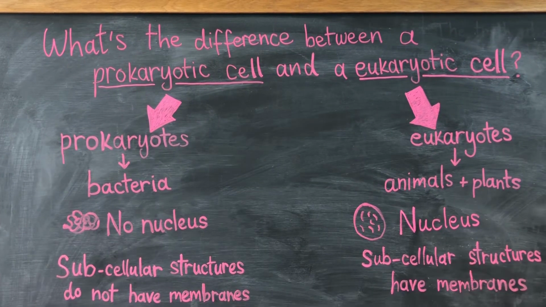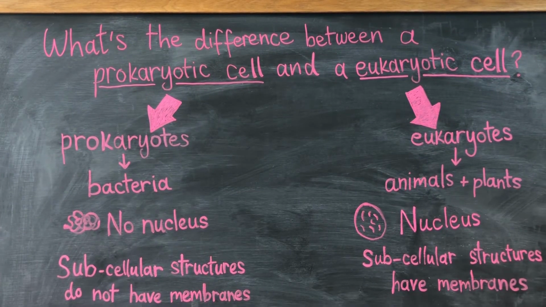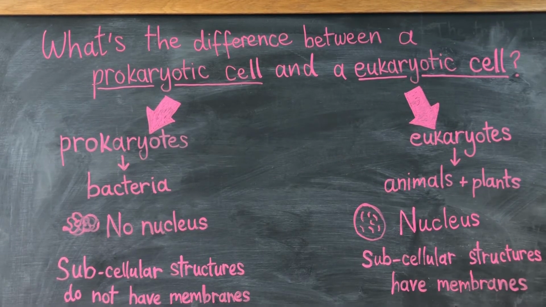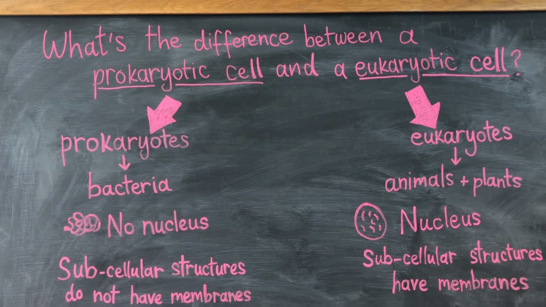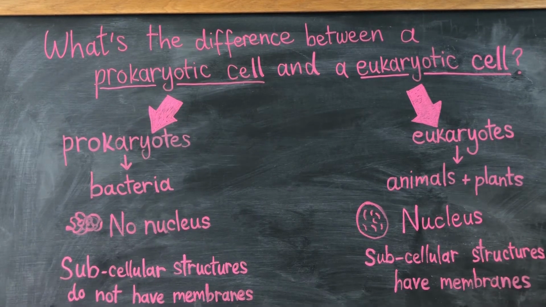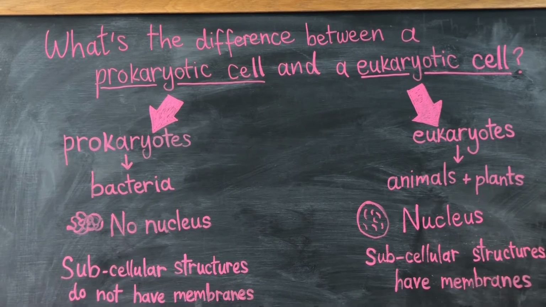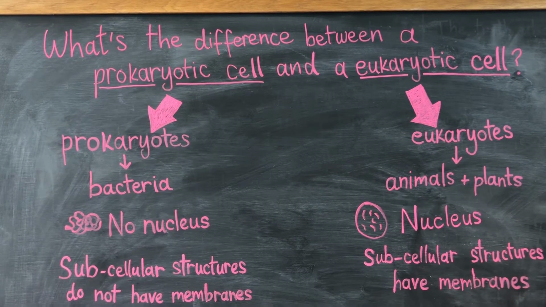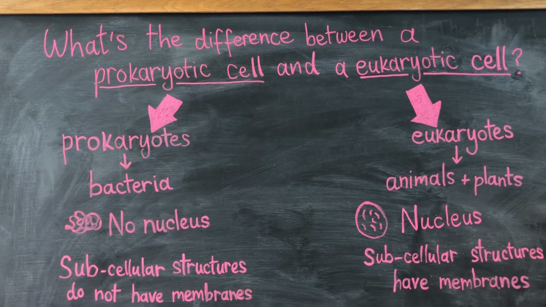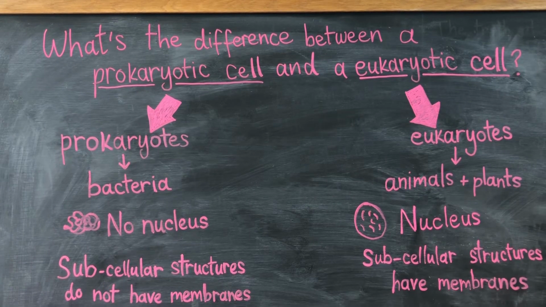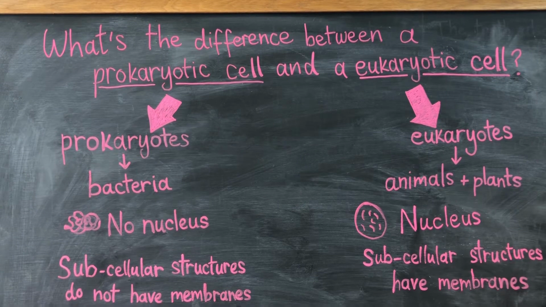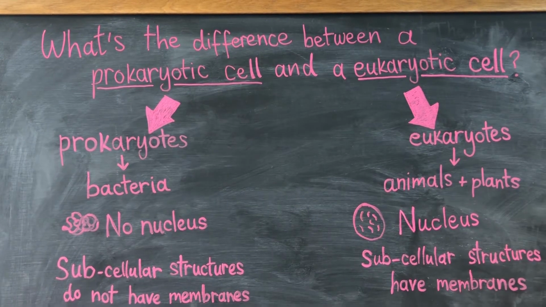So when we looked at those cells there, we talked about some subcellular structures or organelles such as the nucleus or the mitochondria. And these are the smaller parts of the cell that each have a different job to do. So another key difference here is that in prokaryotic cells, the subcellular structures do not have membranes, whereas in eukaryotic cells, the subcellular structures do have membranes.